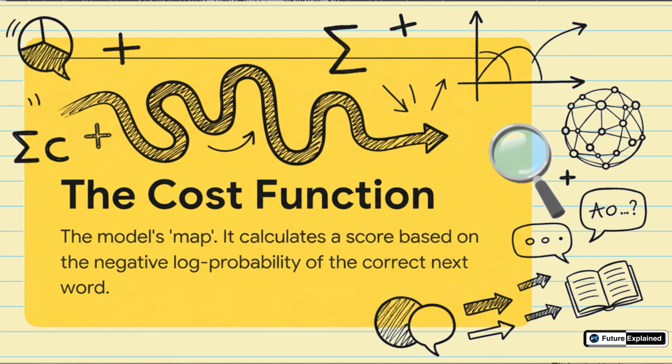So that map I mentioned, that's our cost function. You can think of it as a very precise mathematical formula that gives the model a score for every single guess it makes. For a language model, this usually boils down to looking at the probability it gave to the word that actually came next. We use a neat trick called negative log probability, but don't worry too much about the name. All it does is turn a high probability for the correct word into a really low error score, and a low probability for the correct word into a really, really high one.